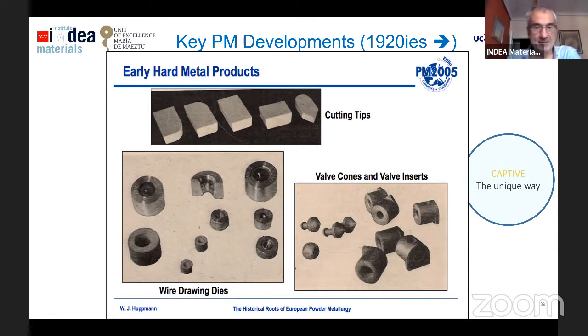So in this way, the first hard metal products were cutting tips, valve cones, valve inserts, and wire drawing. Of course, this material was developed for drawing dies to produce the tungsten filaments. So one of the first products produced with this material was wire drawing dies to produce, in the same way, tungsten wires.